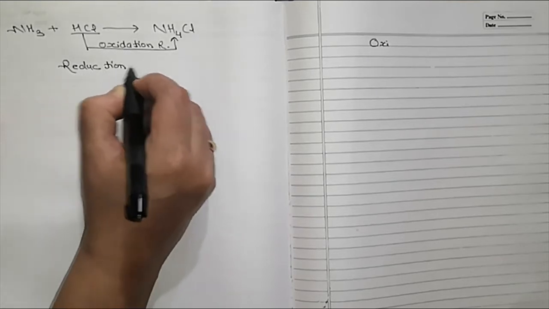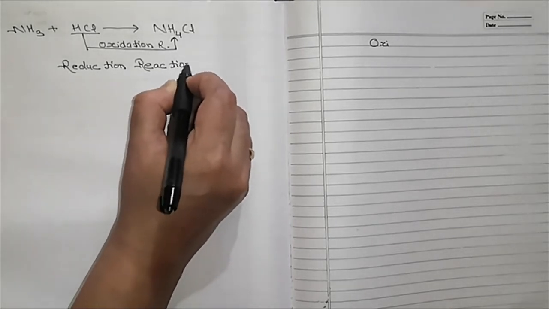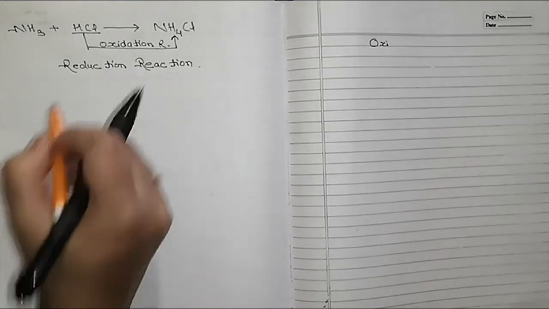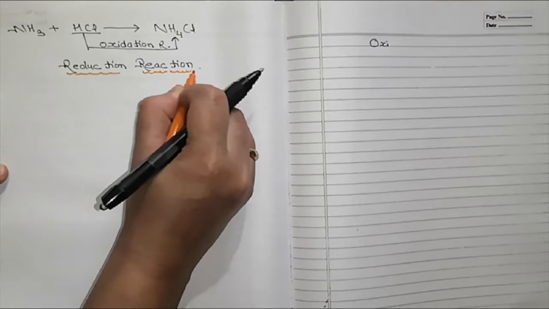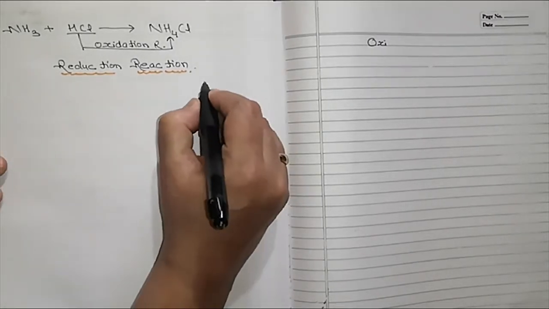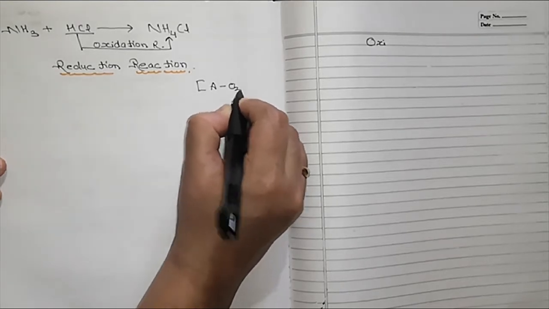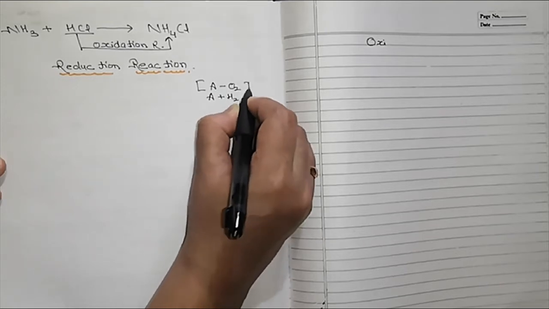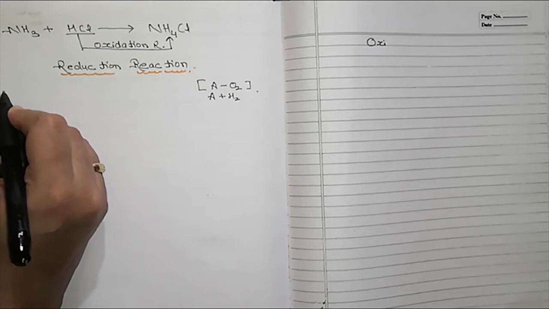Reduction reaction. So in a reduction reaction, as we know, there is loss of oxygen. A generalized equation: the reactive element has lost oxygen or gained hydrogen. Clear? So let's take an example. Loss of oxygen.